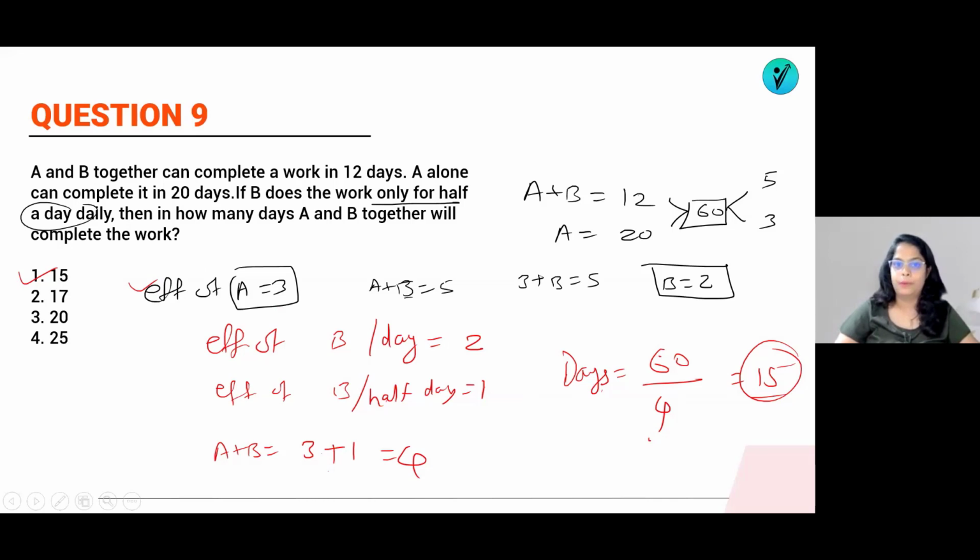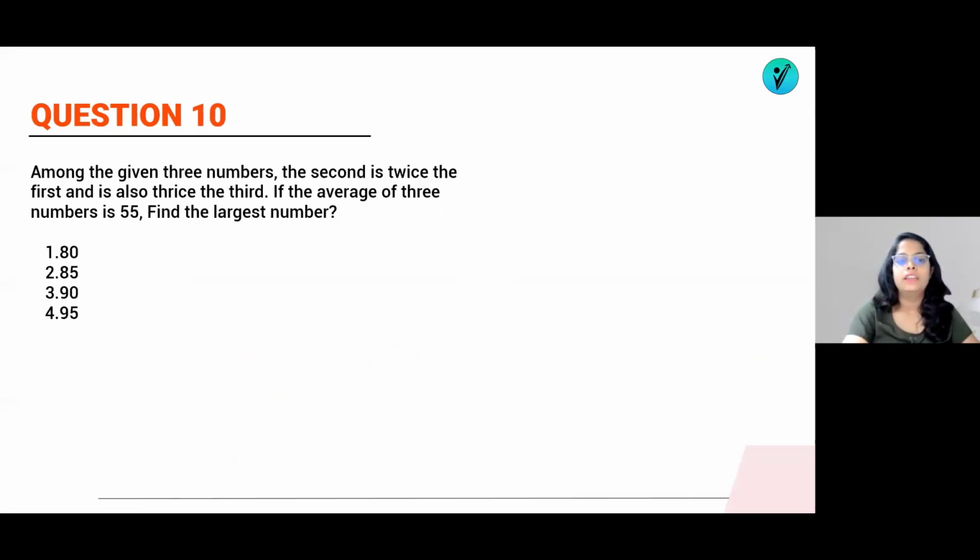That's okay, easier. And now let's go for the last question of the quantitative aptitude of paper COQP 12 of March 2024. Among the given 3 numbers, the second is twice the first and is also thrice the third. Among the given 3 numbers, the second is twice the first. Suppose the 3 numbers are A, B, C. Second is what? Twice the first.